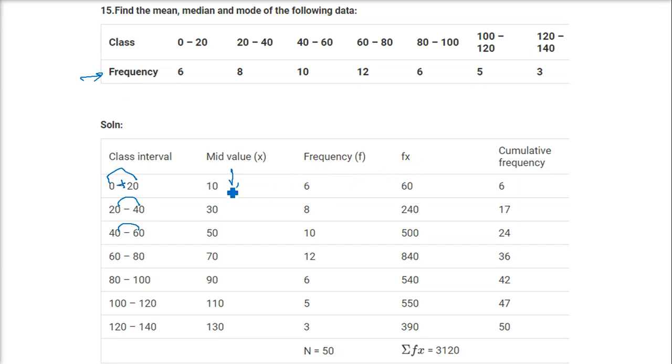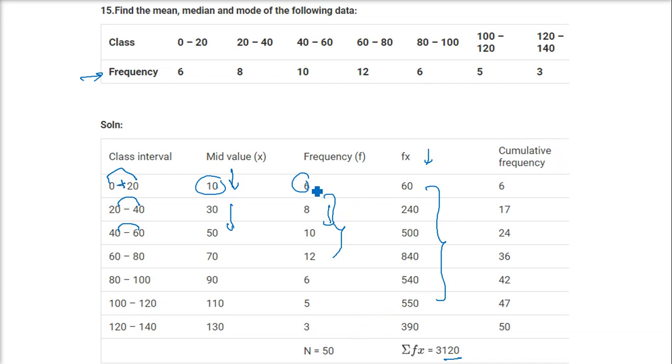Now fx we have to find out. So multiply this value with this value. All these values we have to do. So we get fx, that is sigma fx is 3120. We have to add this column. And then we have sigma f, which is 50.